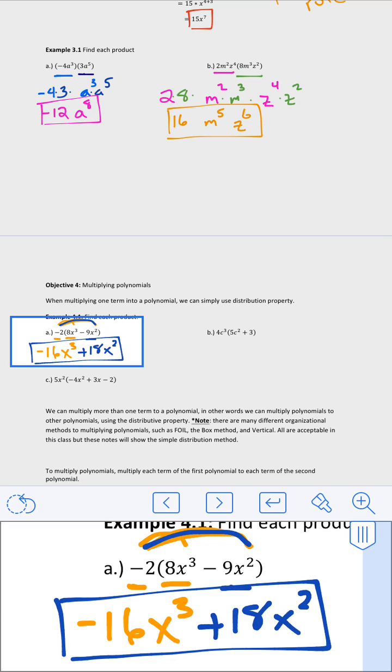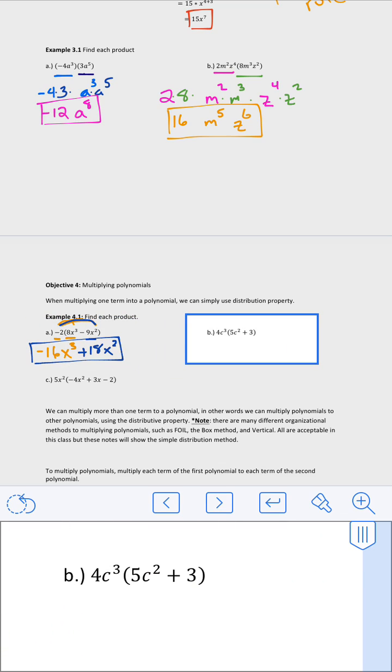Works with a binomial, trinomial, anything bigger. You can do as many terms as you want. If you're only multiplying one thing in, you just have to use the distribution property. Just distribute it to everything. Same thing goes for monomials.